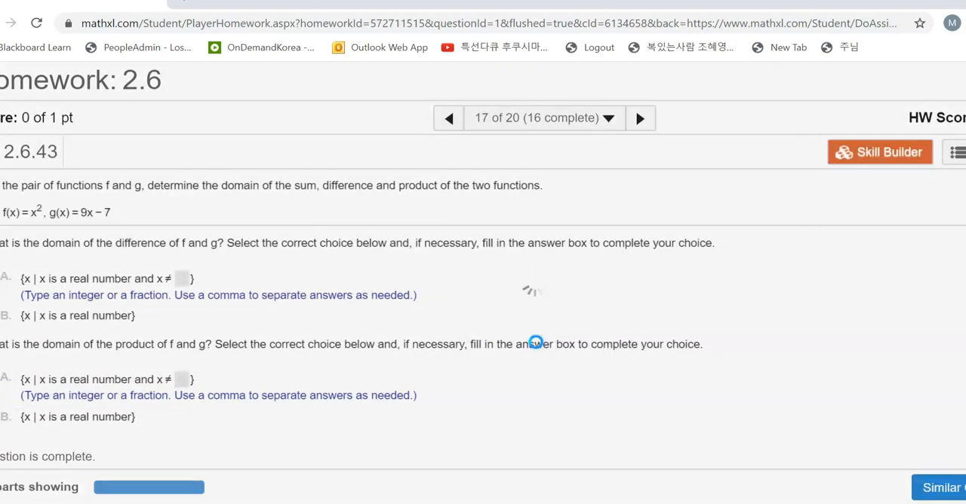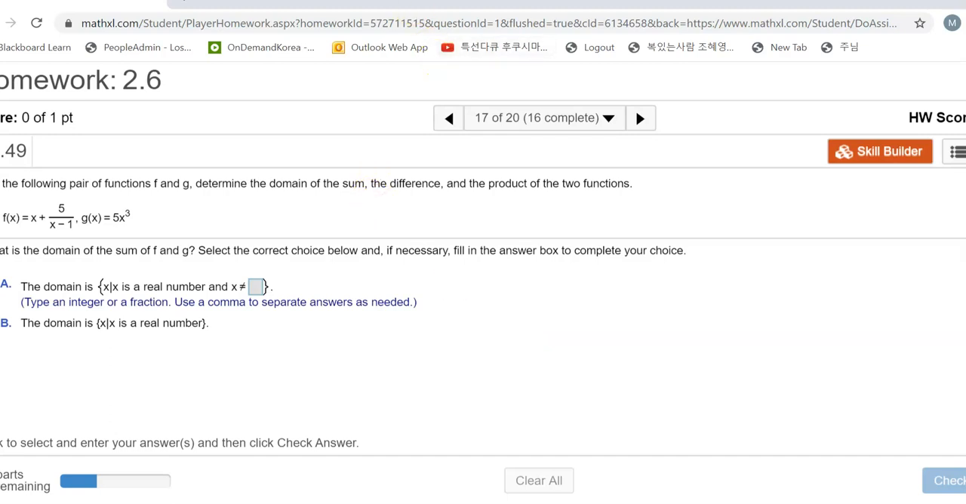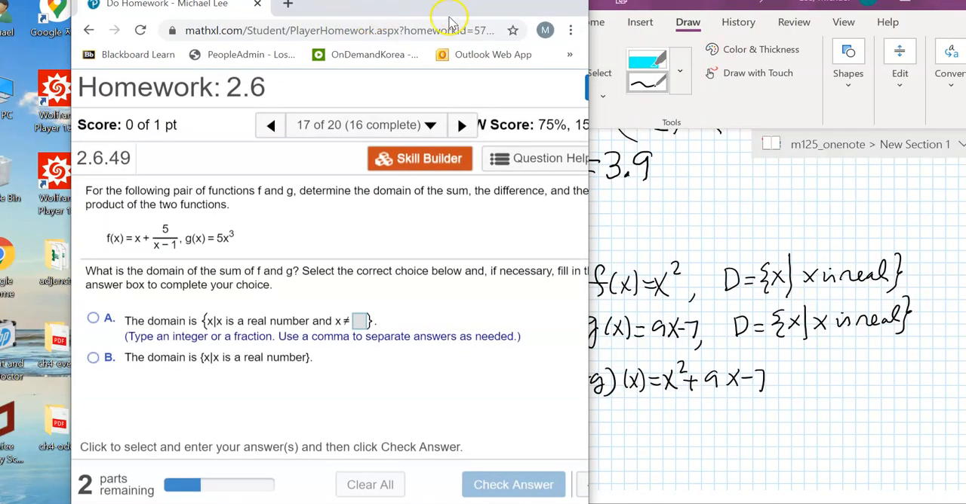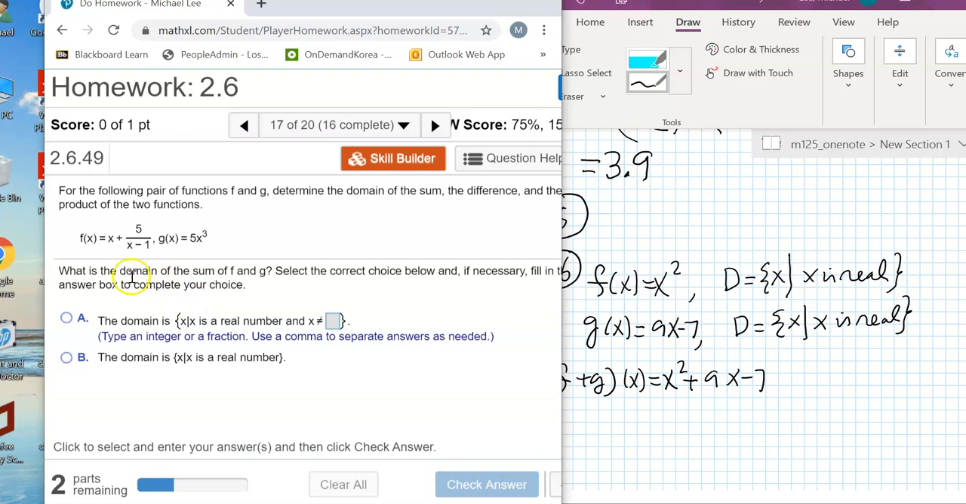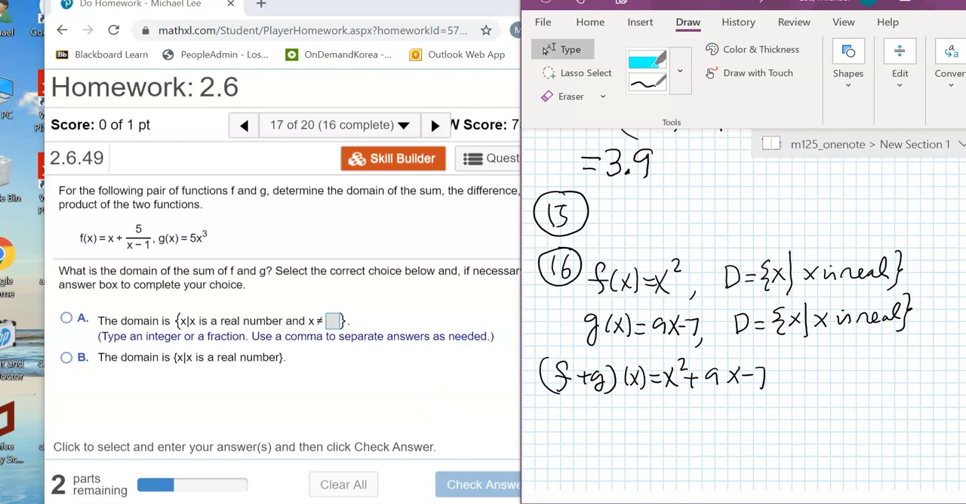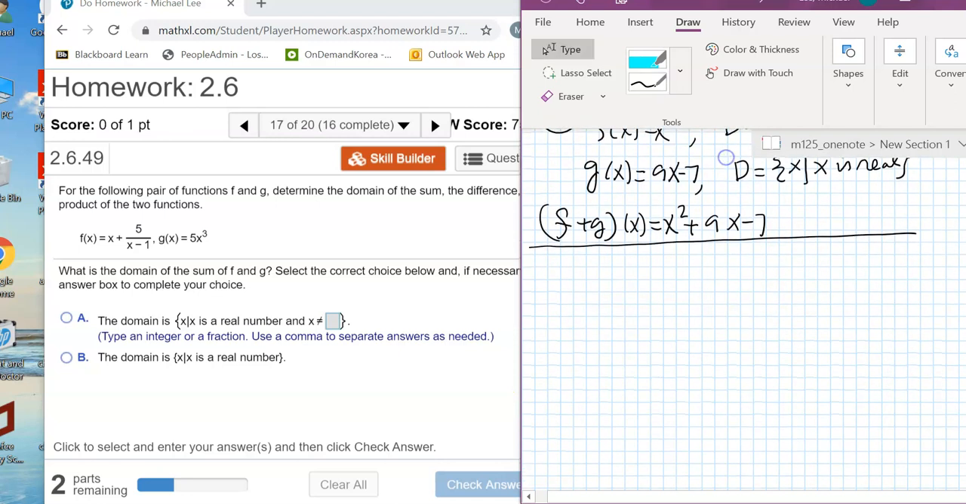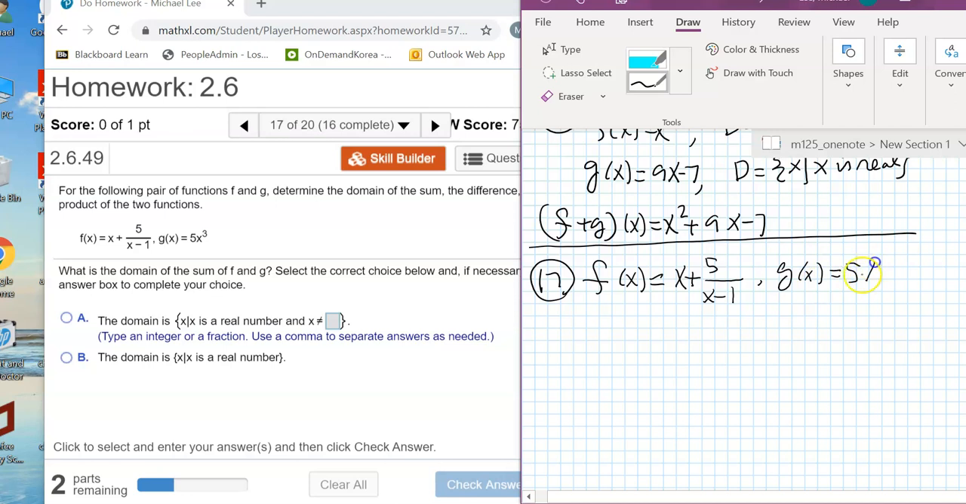Okay, here you go. And then for the following, this one's going to be a little bit interesting. Number 17. What is the domain of the sum? If you look at this question, number 17, f of x is x plus 5 over x minus 1, whereas g of x is 5x cubed. There's no denominator. This guy has a problem.